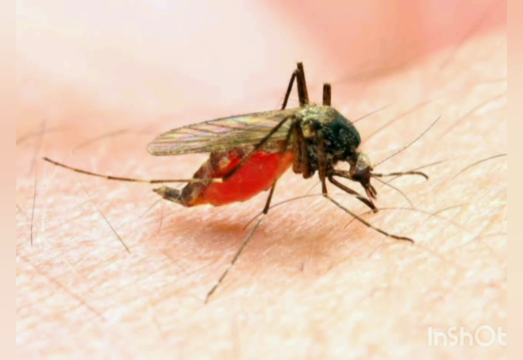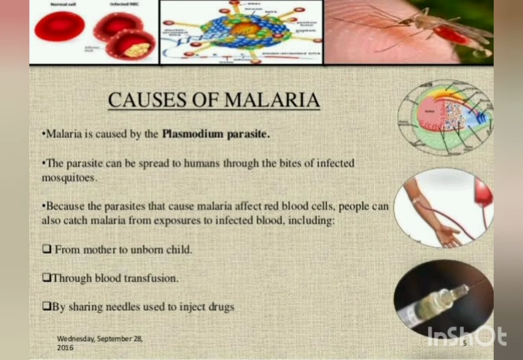Causes of malaria. Malaria is caused by the Plasmodium parasite. The parasite can be spread to humans through the bites of infected mosquitoes. Because the parasites that cause malaria affect red blood cells, people can also catch malaria from exposure to infected blood, including from mother to unborn child, through blood transfusion, and by sharing needles used to inject drugs.